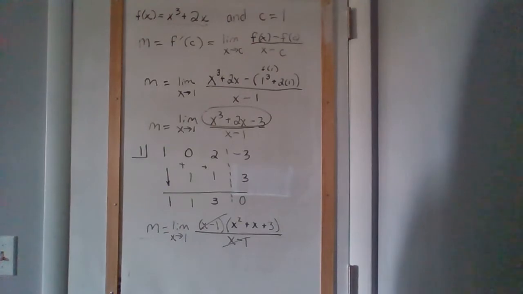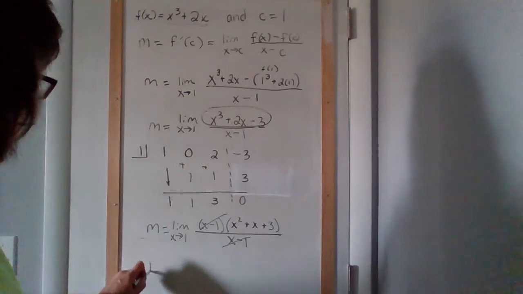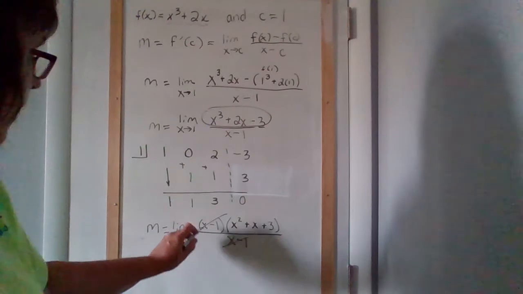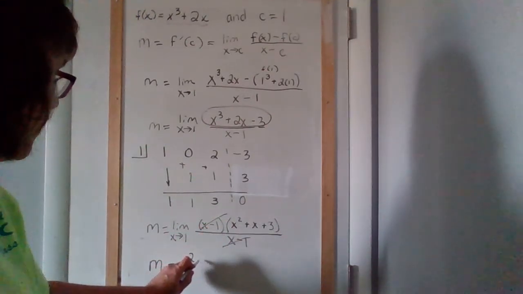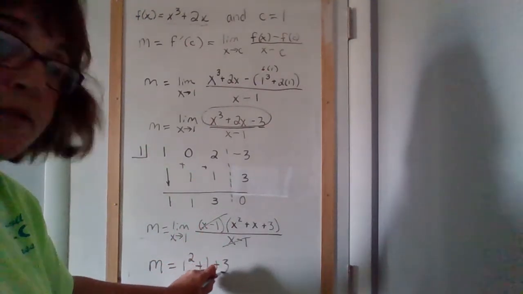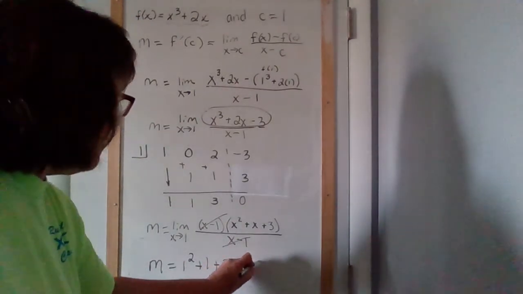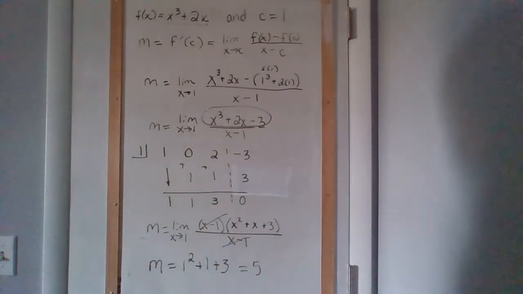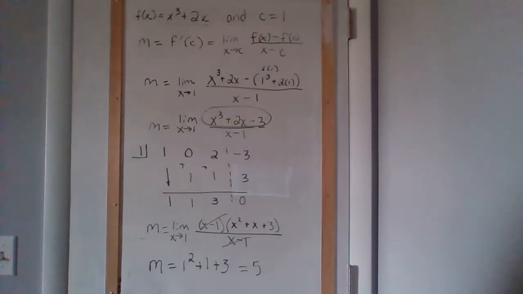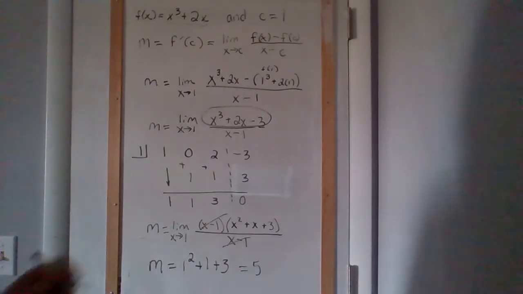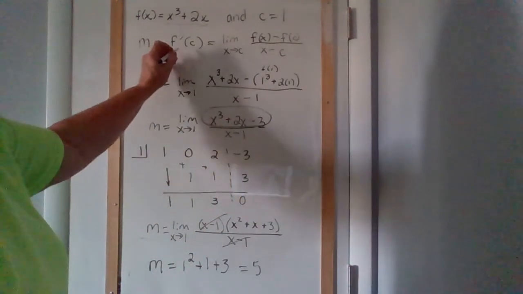And now you can do your direct substitution. So your slope is going to equal, I'm going to plug in 1, so 1 squared plus 1 plus 3, and that's going to give me a slope of 5. So I found the slope of the tangent line at the x value of 1, and that slope turned out to be 5. So that would also be known as f prime of 1 in this problem.